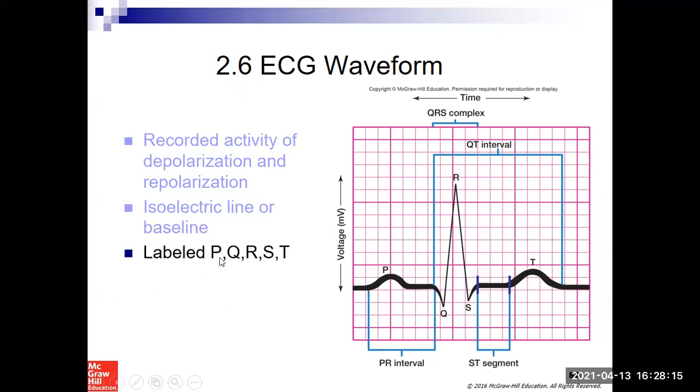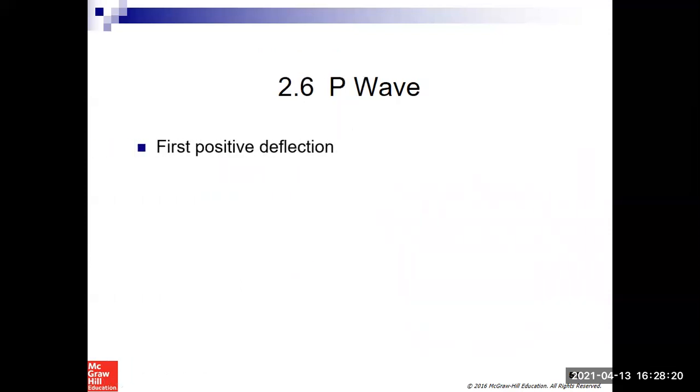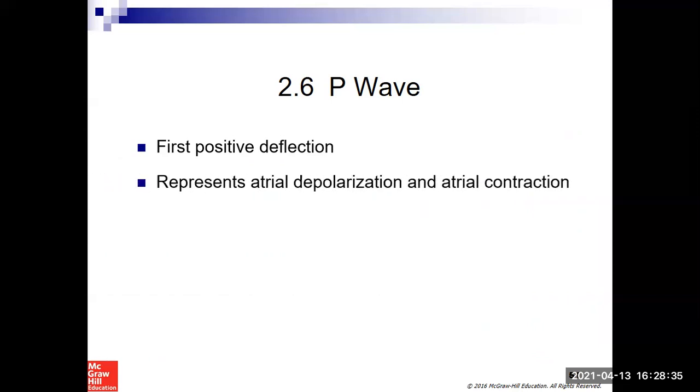And then we have labeled P, Q, R, S, and T. Your P wave is the first positive deflection. That's why I gave you this information the other day, even though it was kind of confusing. It's still going to help you at this point. Your P is your first positive deflection, and it represents atrial depolarization and atrial contraction. We said that the P begins to form in the atrium. So that's where we have atrial depolarization, the full resting and contracting of your P wave.